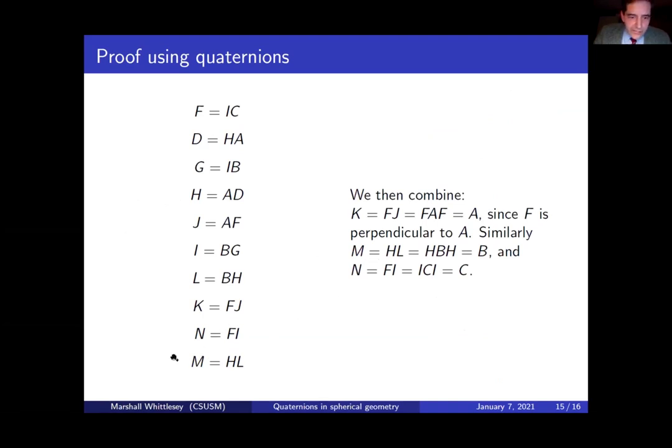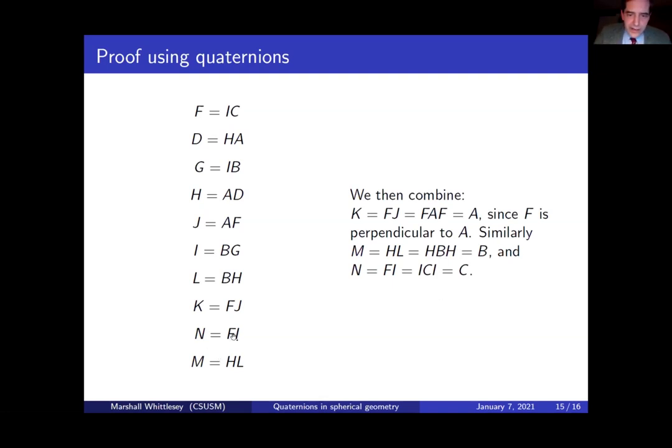With M down here is HL, and L up earlier we found is equal to BH, so M is HL, which is HBH, and you get another PQP construction. HBH gives you the thing in the middle, which is B. Now, I do have to check that B and H are perpendicular, but they are. You can look at the picture.